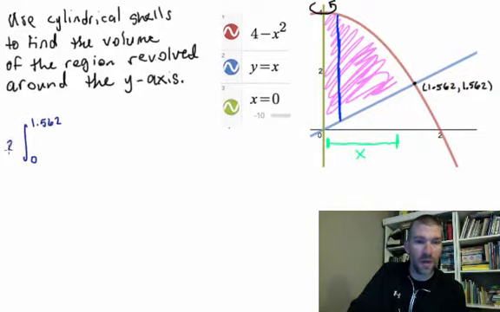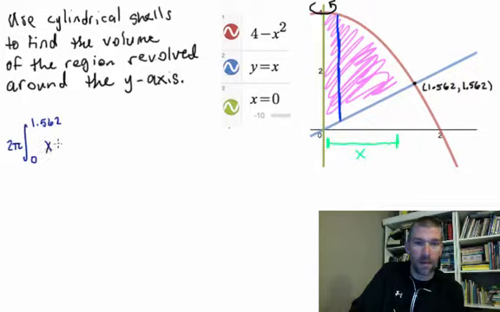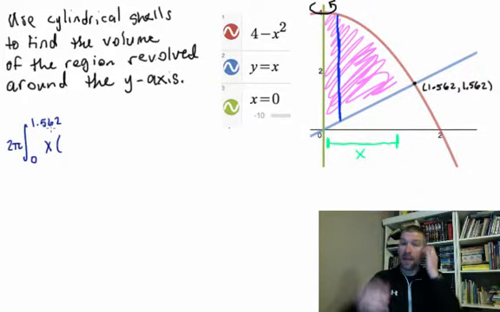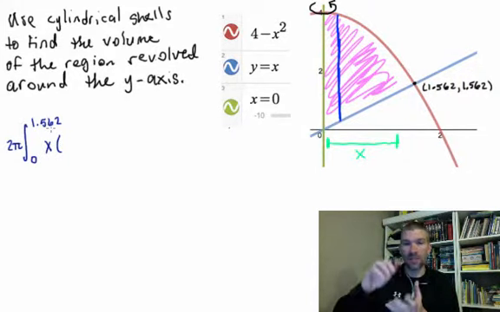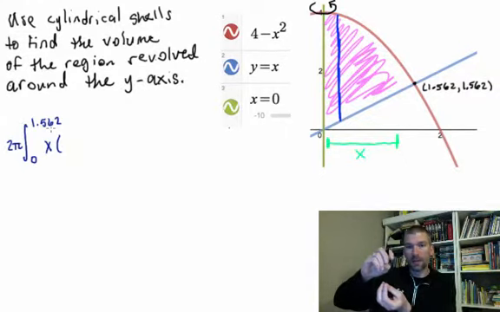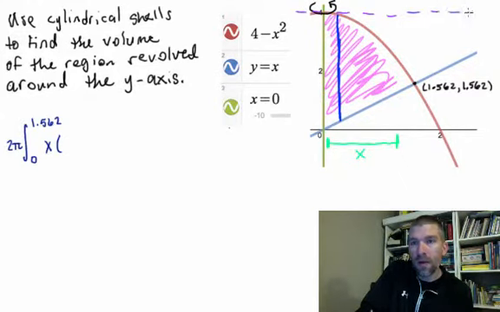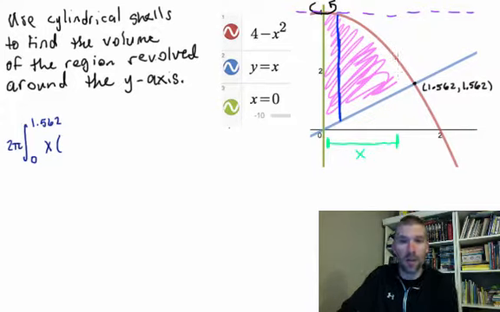We're going to have 2 pi in the front. We're going to have the shell radius, which is the x coordinate, okay, times the shell height. And the height on this one is just from that line from 4 minus x squared to x. But remember, we're not going past 4 either. It's like we've got this invisible line up here at 4, so we want to know all the area under here, but only that area under there.